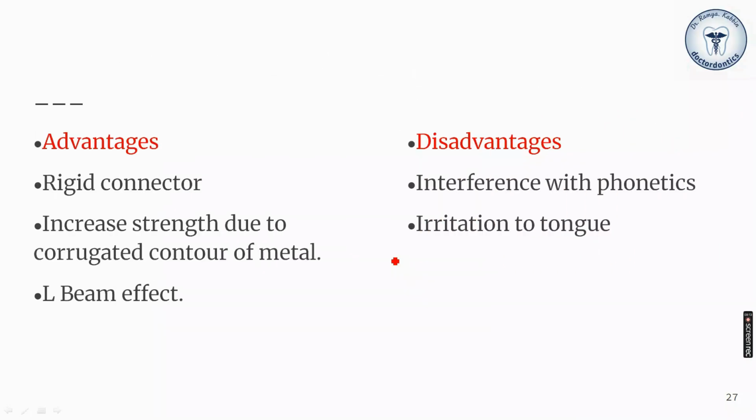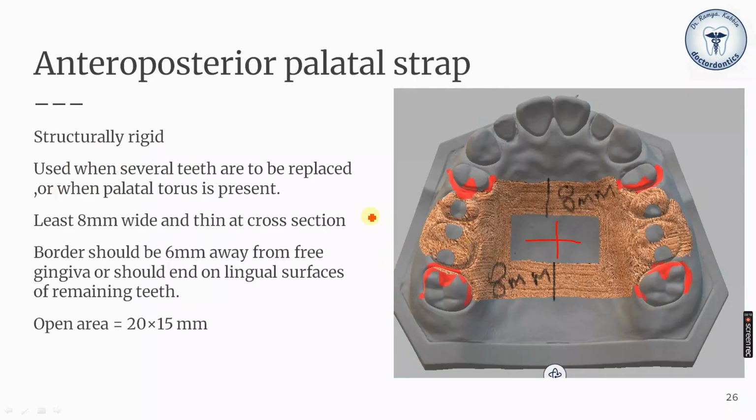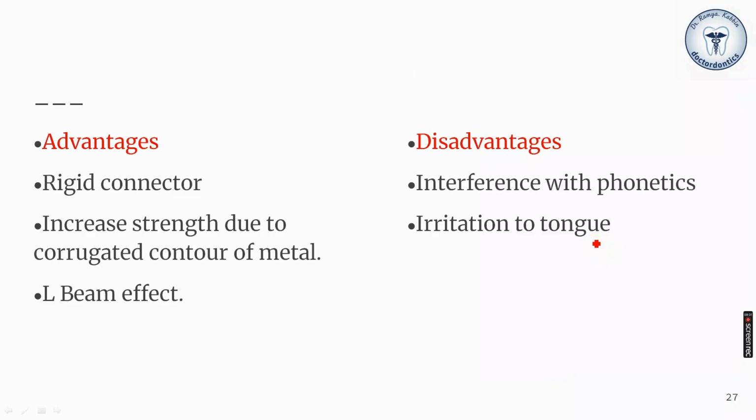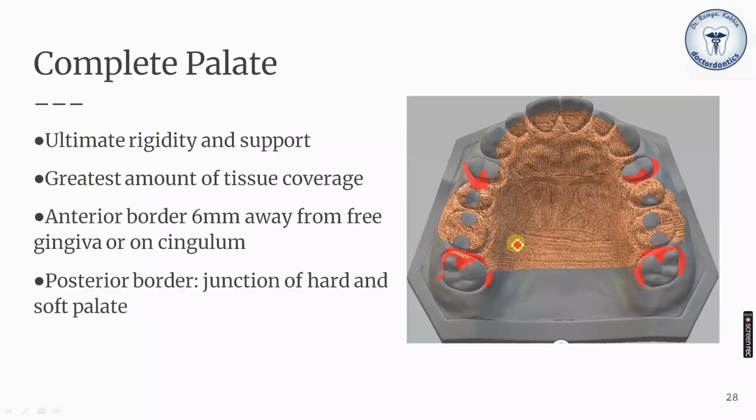Advantages: they are rigid connectors and have increased strength due to the corrugated contour of the metal. What is corrugated? It is nothing but a single sheet of metal arranged parallel to each other. This and this. This design is a corrugated metal. Then it also has an I-beam effect. Disadvantages: interference with phonetics and irritation to the tongue.